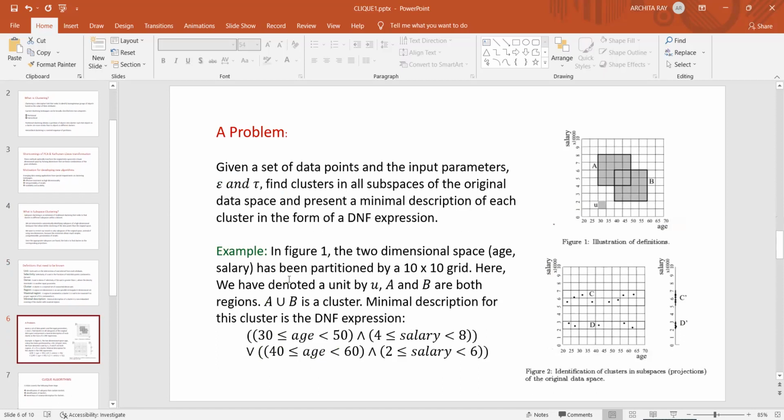Now we have a problem. Given a set of data points and their input parameters epsilon and tau, find clusters in all subspaces of the original data space and present a minimal description of each cluster in the form of a DNF expression.